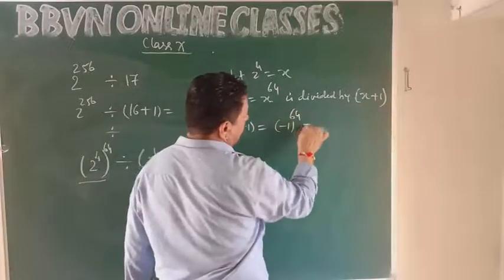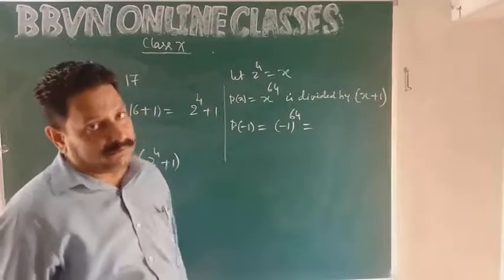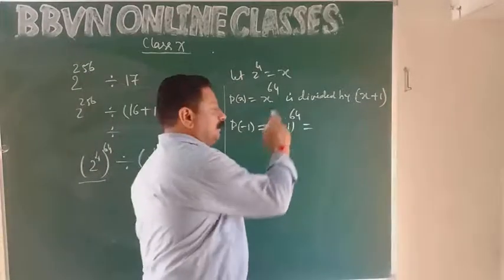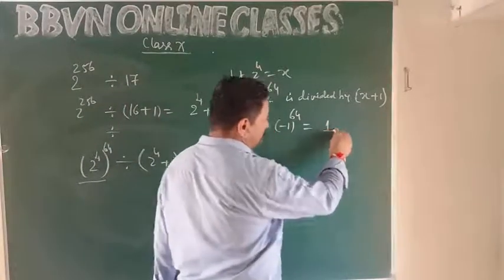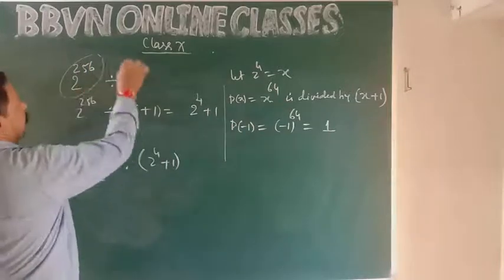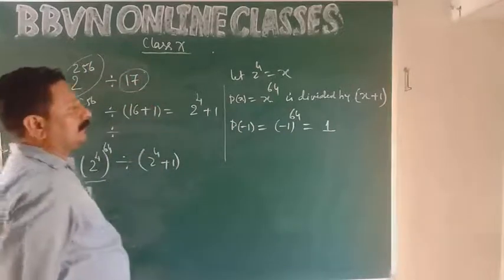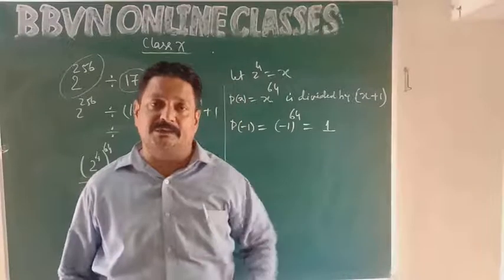Minus 1 to the power 64. Now for any negative number which has even power will turn out to be positive. And 1 to the power any whole number is always 1. So this becomes 1. What is it? Remainder. So when 2 to the power 56 is divided by 17, the remainder is always 1. Right? Remainder is always 1.